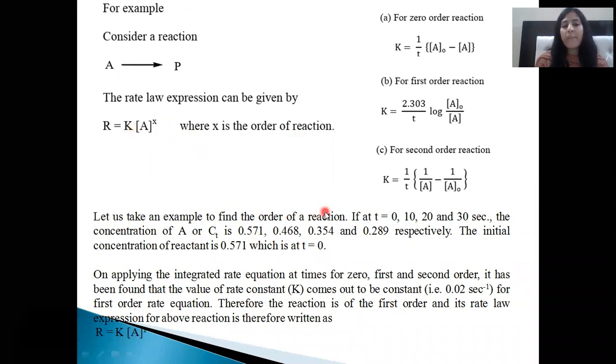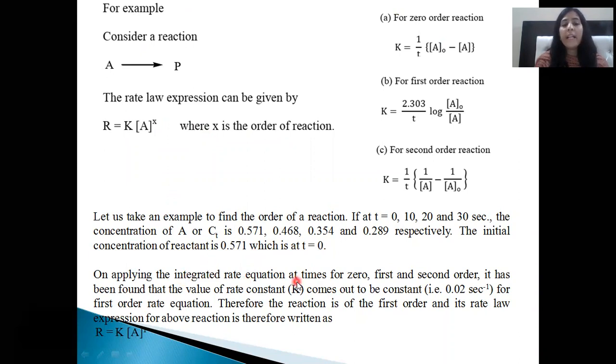Let us take an example to find the order of a reaction. If at t is equal to 0, 10, 20 and 30 seconds, the concentration of A or Ct is 0.571, 0.468, 0.354 and 0.289 respectively. The initial concentration of reactant is 0.571, which is at t is equal to 0.